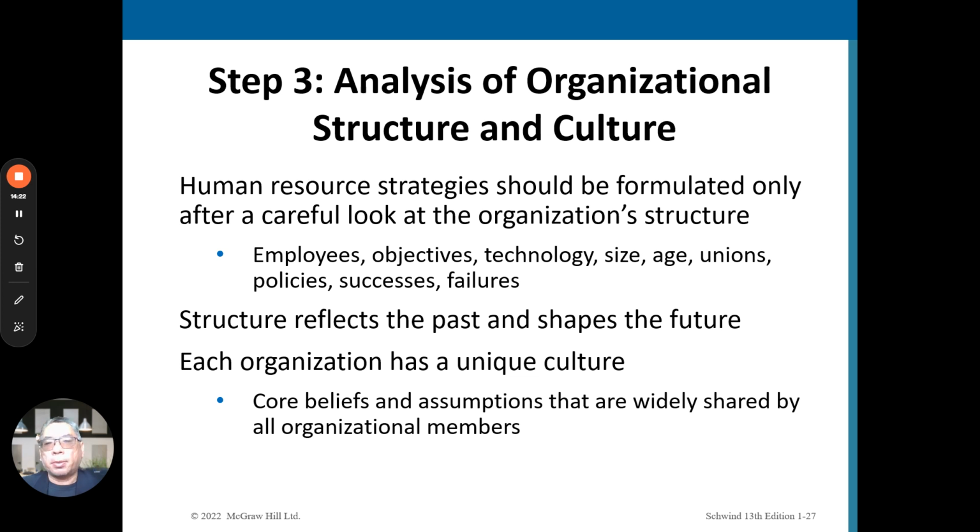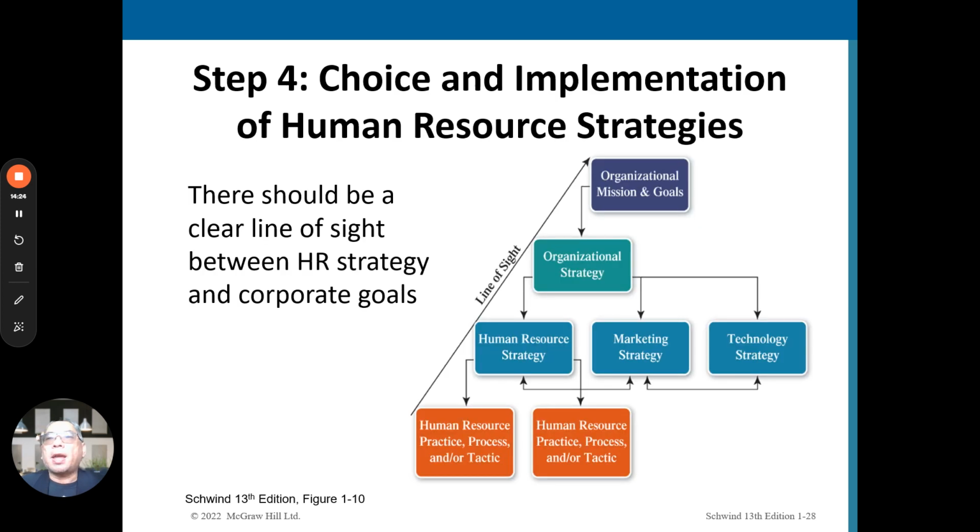Okay. Step 4. Choice in implementation of human resource strategy. There should be a clear line between HR strategy and corporate goal. Here's a mission example here. The mission, goal, and organization mission goal. There's a strategy and below it, there's a human resource strategy, marketing strategy, and technical strategy. Again, here human resource practice is a good example. Human resource practice and tactics. So we are in line with the organization's mission and goal.